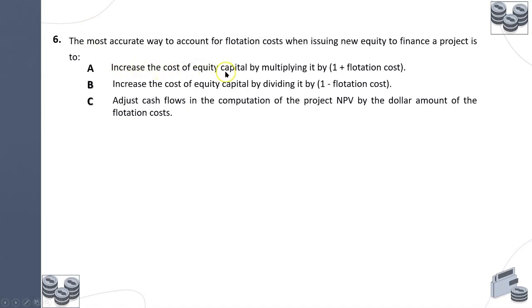Increase the cost of equity, definitely wrong. Increase the cost of equity capital by dividing by 1 minus flotation, or 1 plus flotation. All these are irrelevant and wrong answers. Adjust cash flows in the computation of the net present value of the project by the dollar amount we paid. We have seen just now in the previous slide that 2 million has been deducted from the cash the company generates. That is cash outflow. So C definitely is the right answer.